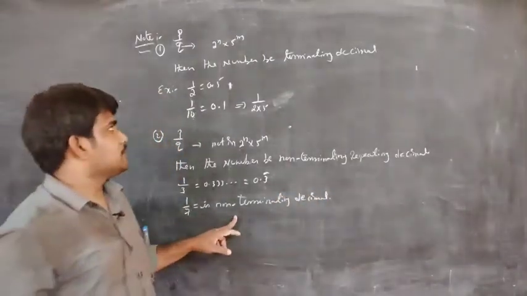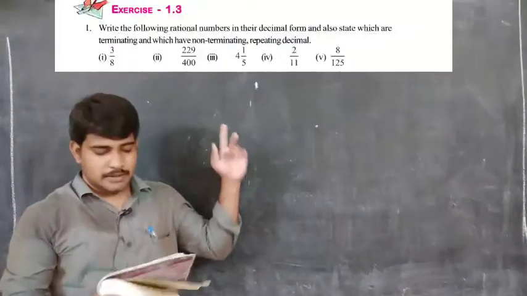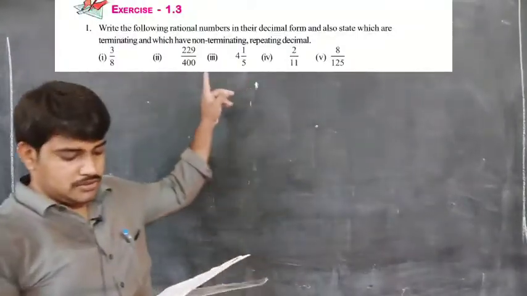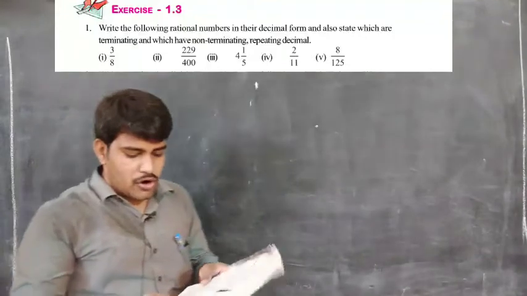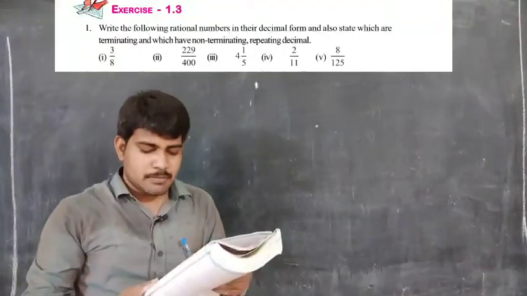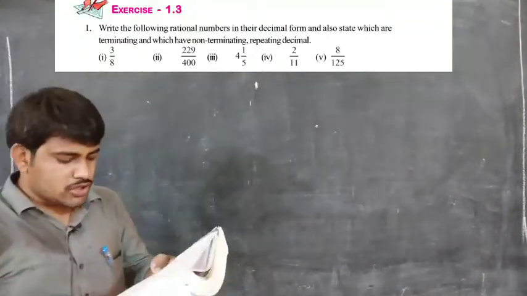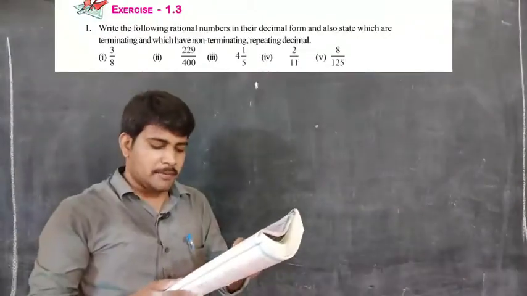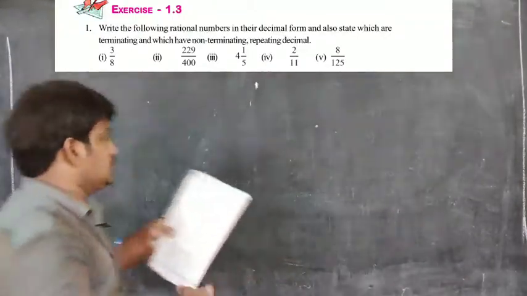Non-terminating repeating decimal. Next, exercise 1.3. First question, see at the top of the board. Write the following rational numbers in their decimal form and also state which are terminating and which have non-terminating repeating decimal.